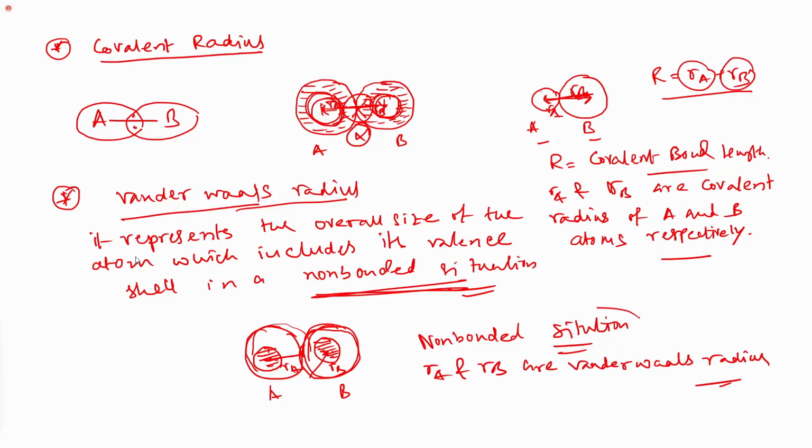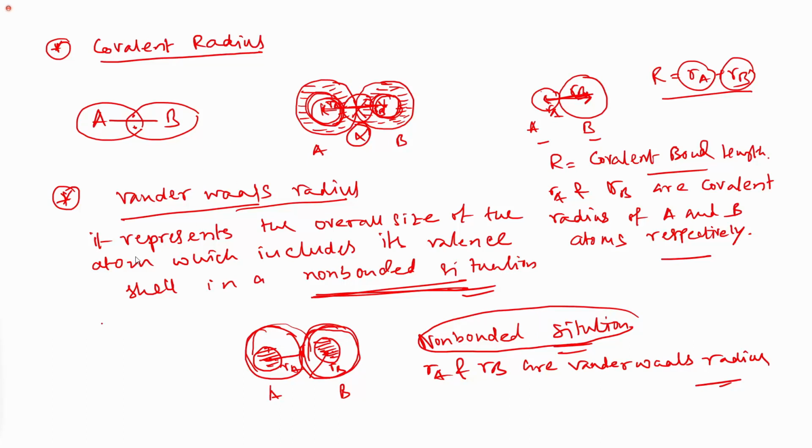This is an important term. This is a non-bonded situation. When the two nuclei are not attached or connected to each other, and only the valence shell touches the valence shell of the other atom, then we can say it is a non-bonded situation, and whatever radius there is, that is called the van der Waals radius.